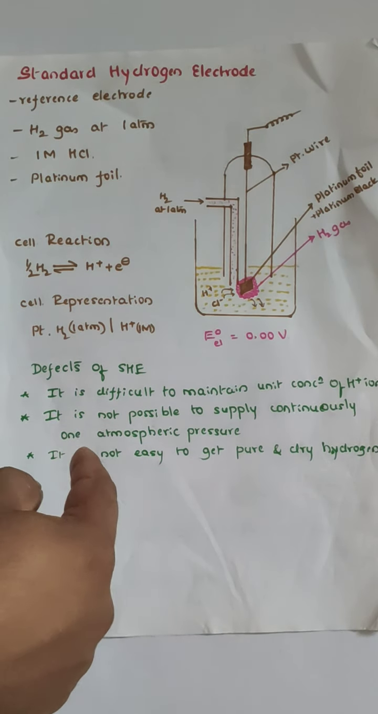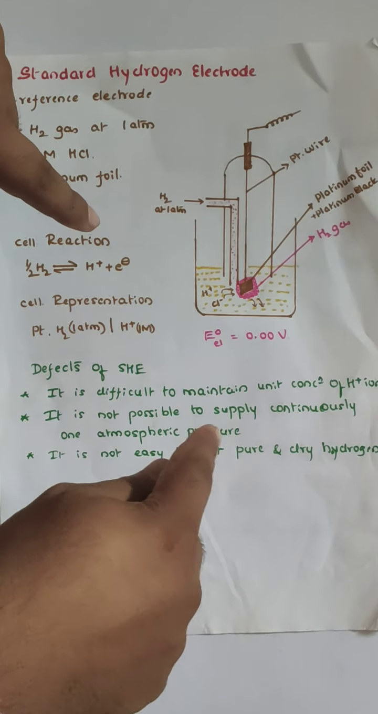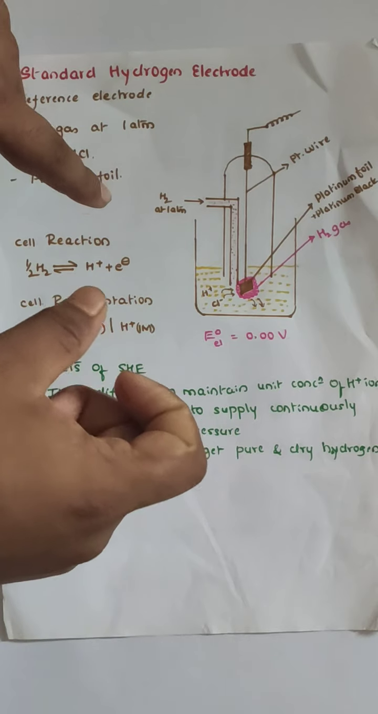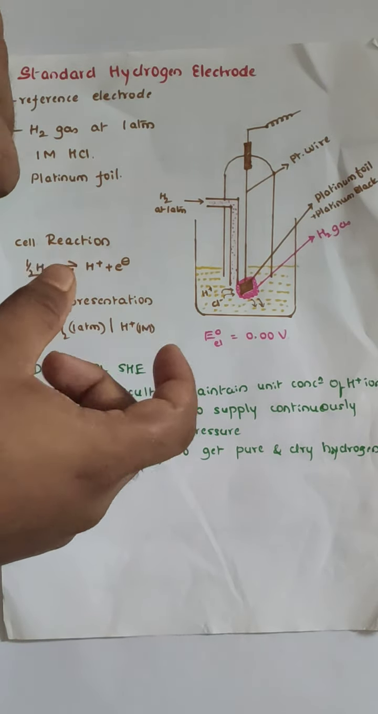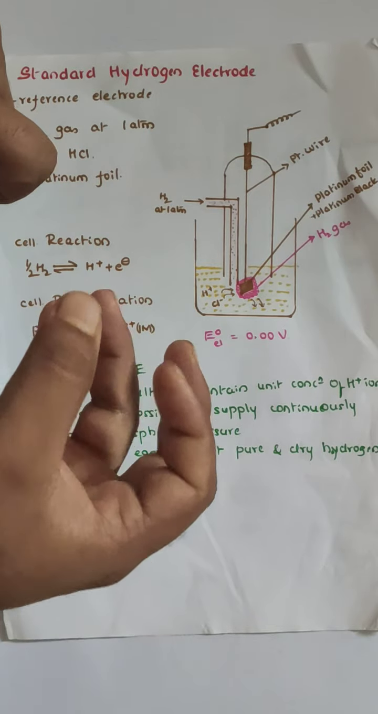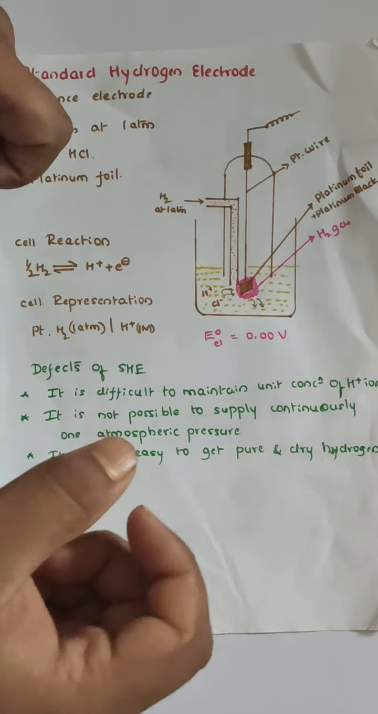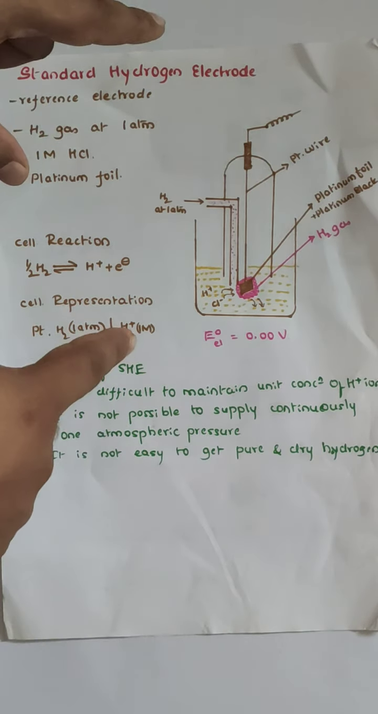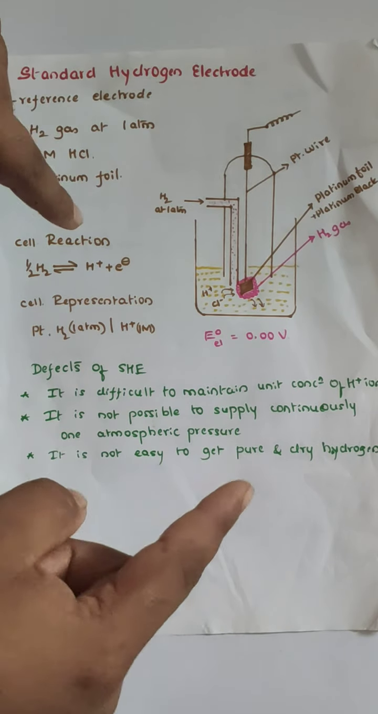It is difficult to maintain a unit concentration of H plus ion. As we know, hydrochloric acid is a gas, right? During this process, hydrogen and chlorine gas get evolved from the solution. Therefore, it is very difficult to maintain the 1 molar concentration of hydrochloric acid throughout the procedure. So it is difficult to maintain the unit concentration of H plus ion.